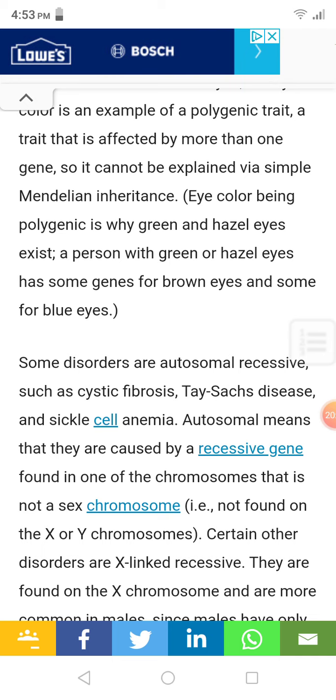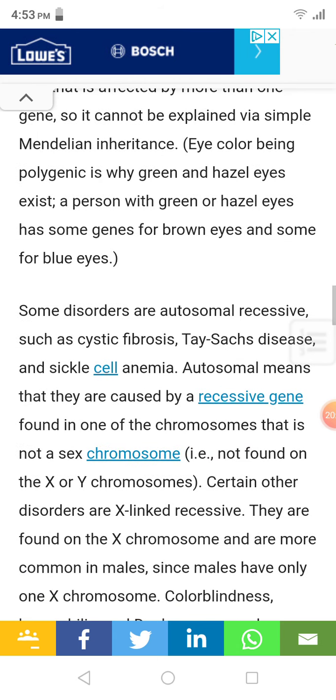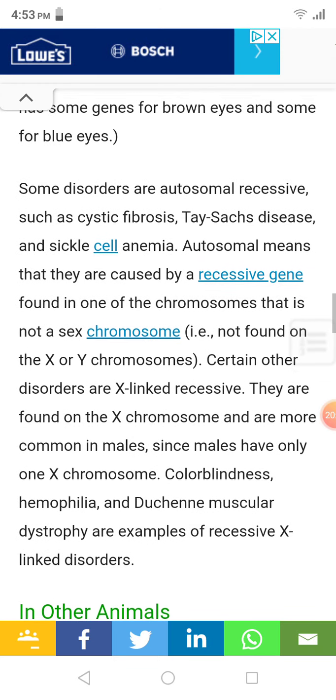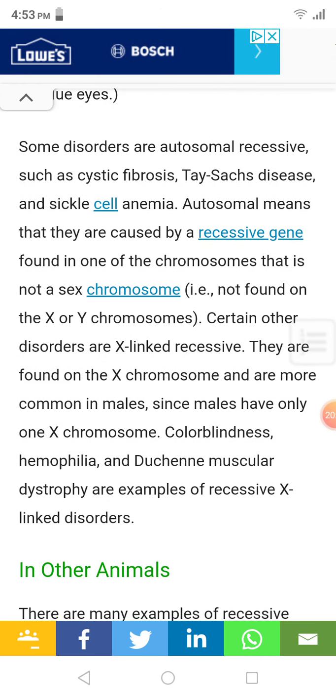Eye color being polygenic, with green and hazel eyes, is this: a person with green or hazel eyes has some genes for brown eyes and some for blue eyes. Now, this is the part that I wanted to get into right here.